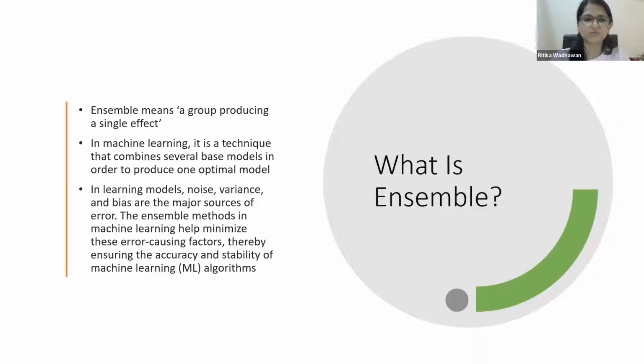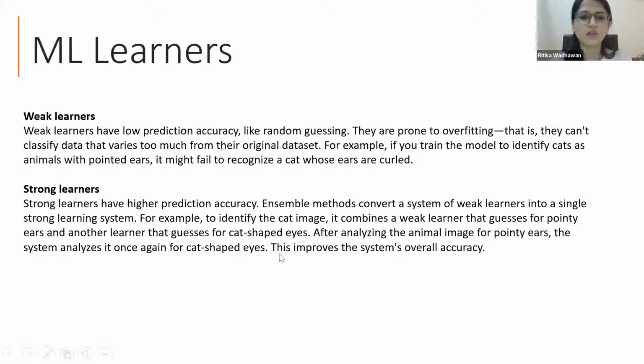what exactly this concept is about. So let us talk about two kinds of learners in machine learning. There are weak learners and then there are strong learners. What are they? So weak learners have low prediction accuracy. They are as bad as random guessing. They are very prone to overfitting, which means they are unstable. So if you build a classification model, and the model is unstable and prone to overfitting, it would not be really able to classify data that varies too much from the original data set.